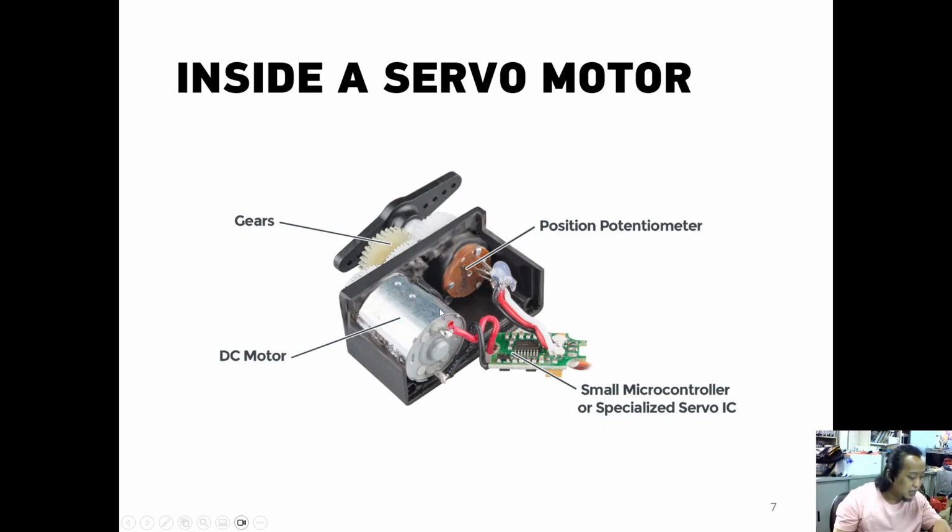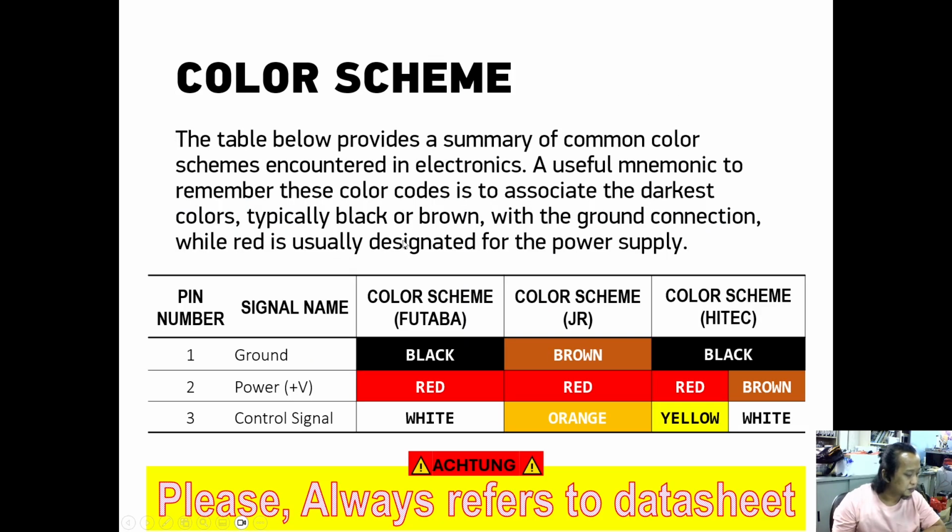Okay, this is the real breakdown of servo motor. This is the DC motor as we usually use. This is the position potentiometer, and this is the circuitry with a small microcontroller or a specialized servo IC. This is the gearbox, and this is the color scheme.